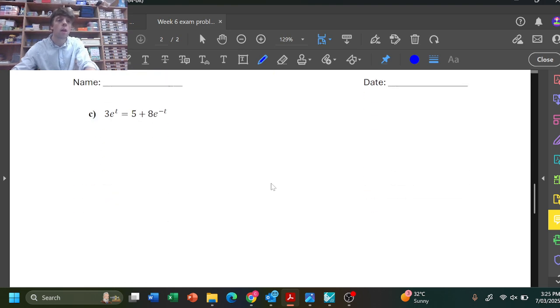All right, now moving on, we have this problem here. Now, this is probably the trickiest one here. There's a few ways that you can do it. What I would recommend is start by, again, like I said, let's just move all of the e's over to one side of the equation. So this is going to become 3e^t plus 8e^(-t). So that's minus, isn't it? So if I subtract that from both sides, and I'll just bring the 5 over here as well, doesn't really matter too much. So I'm going to minus 5 from both sides of the equal sign.